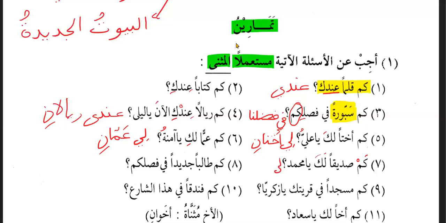نعم لي صديقان. I don't have much space. So كم صديقا? How many? نعم إلياس. ما معنى الجملة؟ What does it mean? How many friends do you have, O Muhammad? لي صديقان. I have two friends. أحسنت.